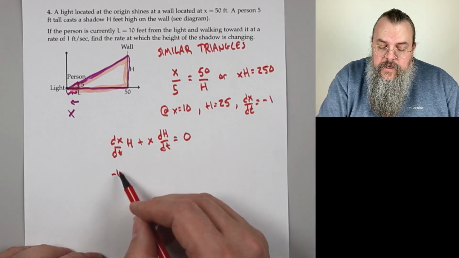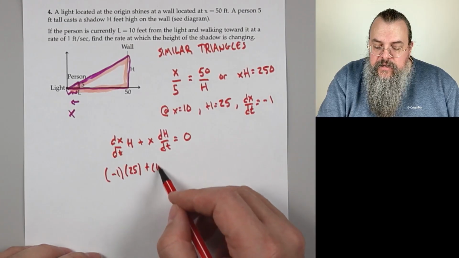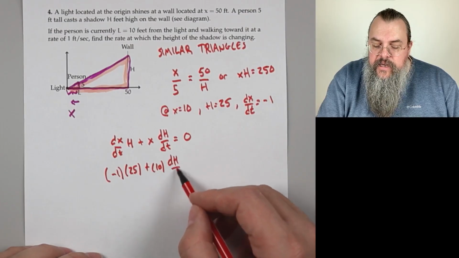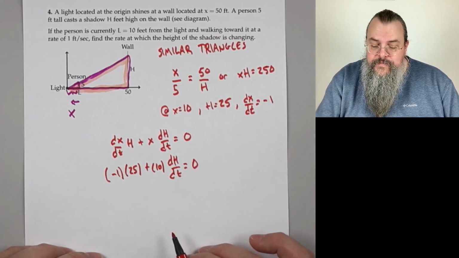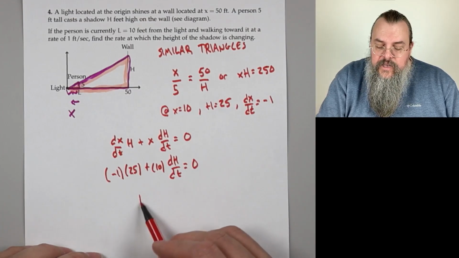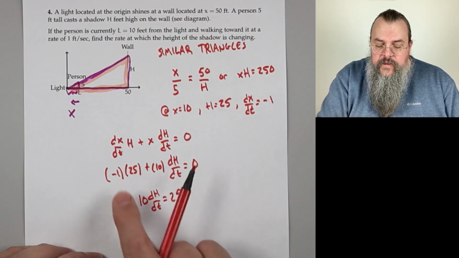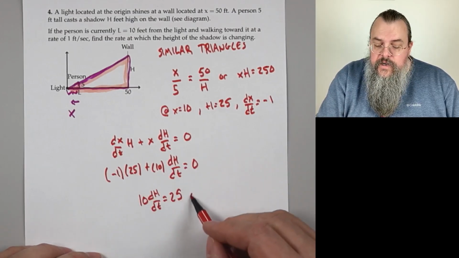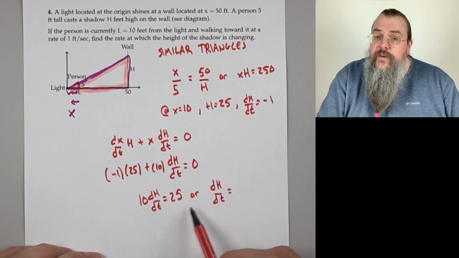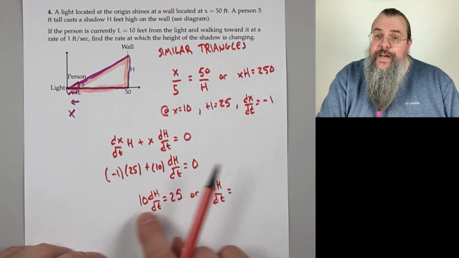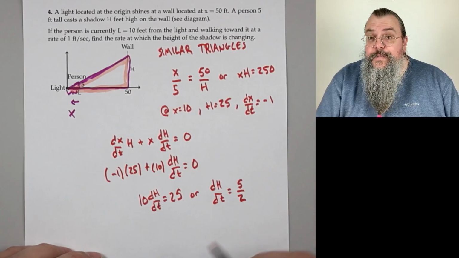Now, plug in what we know. We know dx/dt is minus 1. We know h is 25. We know x is 10. And dh/dt we don't know, but that's okay. We're trying to find it. If we already knew it, it wouldn't be an exciting problem. So we have 10 dh/dt is equal to 25, because we can move that across, or dh/dt is equal to 25 divided by 10. Of course, we could first divide out a 5, which is the same as 5 divided by 2, or 2.5.